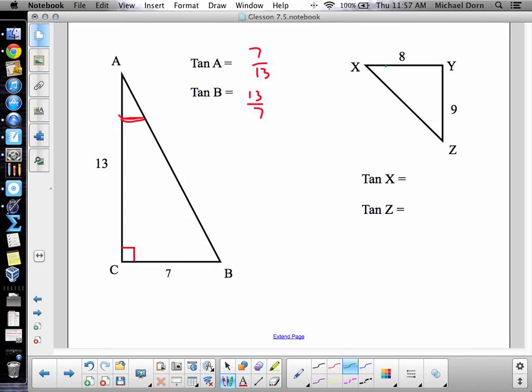Okay, tangent of z, again, we have to find the angle, identify the opposite side. That's 9. So 8 becomes the adjacent. So tangent of z would be 8 over 9.